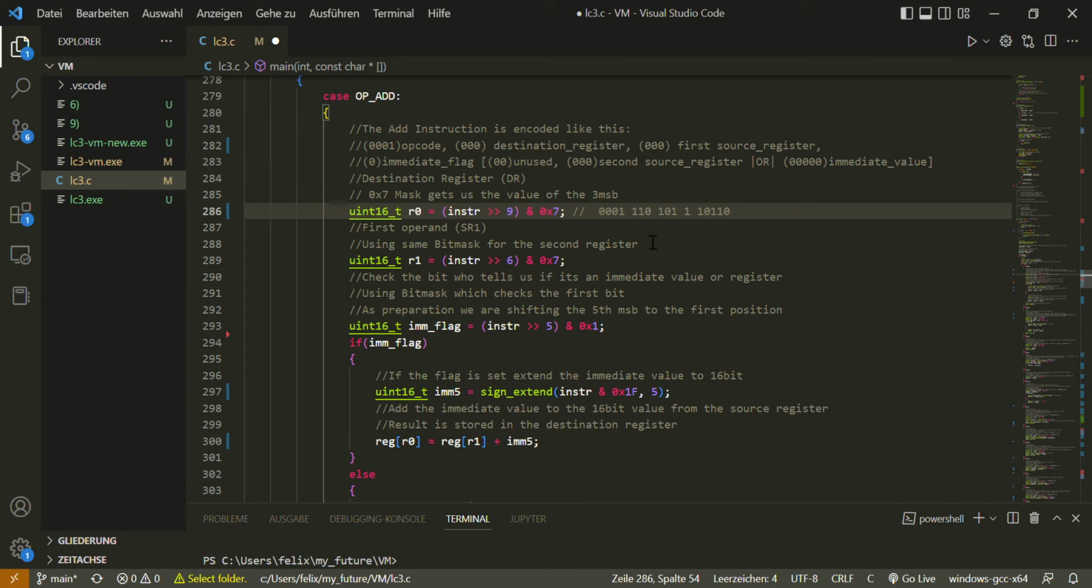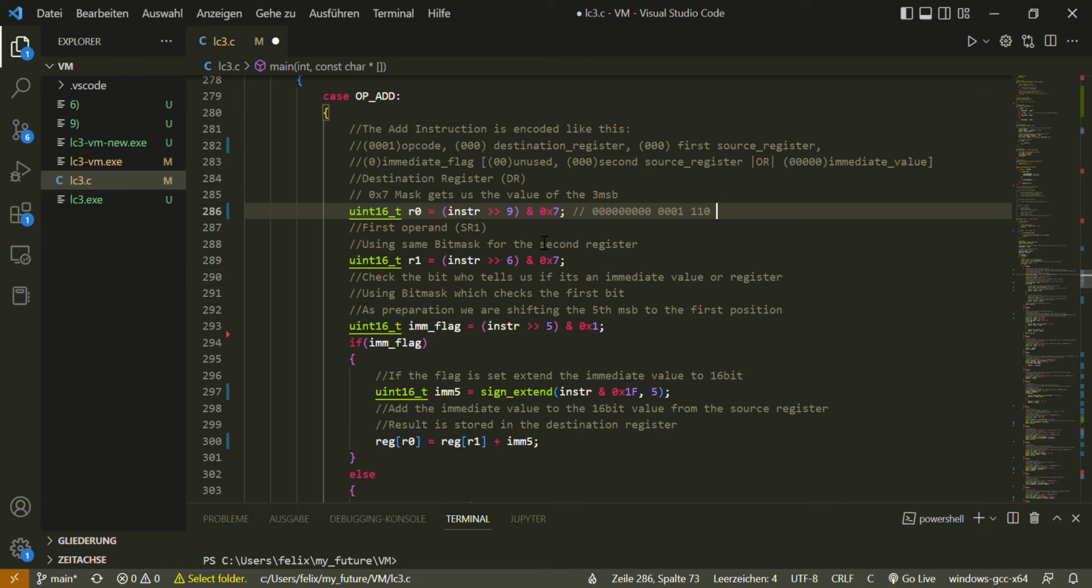How would this look? Shifting 9 bits to the right means we are inserting 9 bits from the left side and deleting 9 bits from the right side. So 1, 2, 3, 4, 5, 6, 7, 8, 9. And from here we have to delete 9 bits: 1, 2, 3, 4, 5, 6, 7, 8, 9. So this is our 16-bit value remaining after this operation.